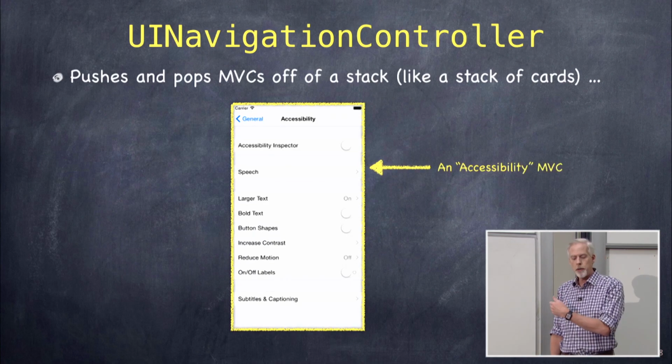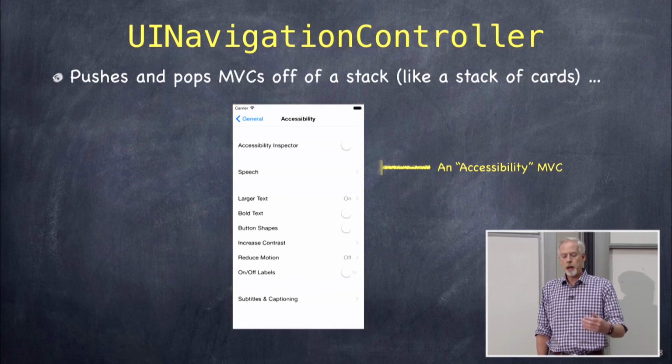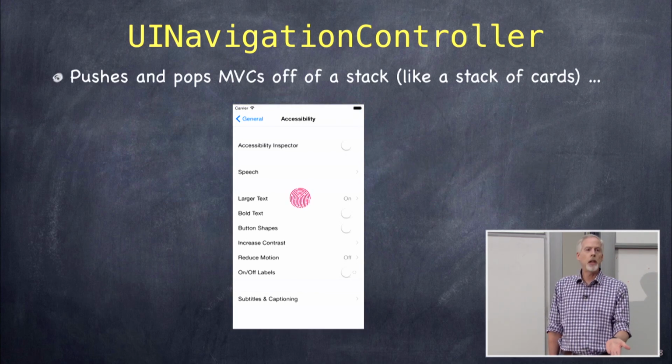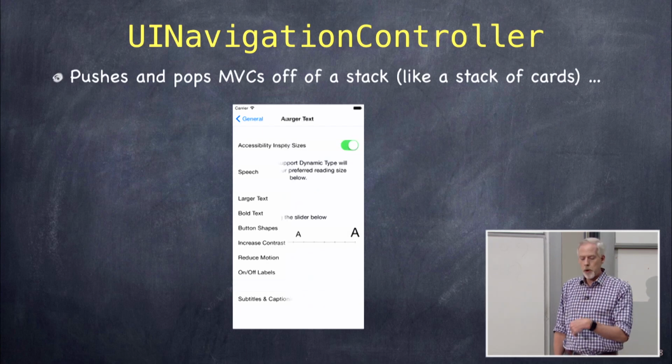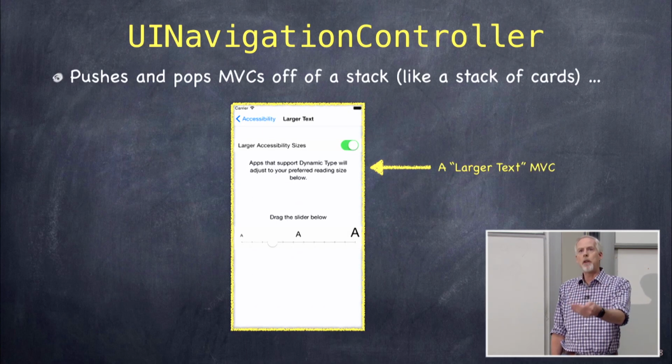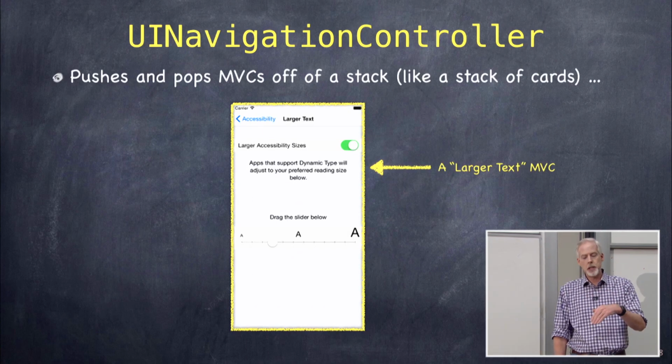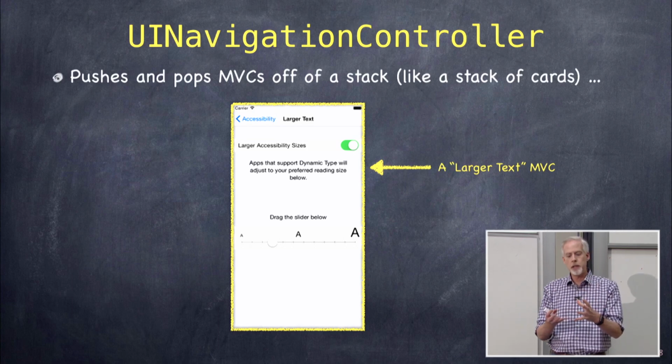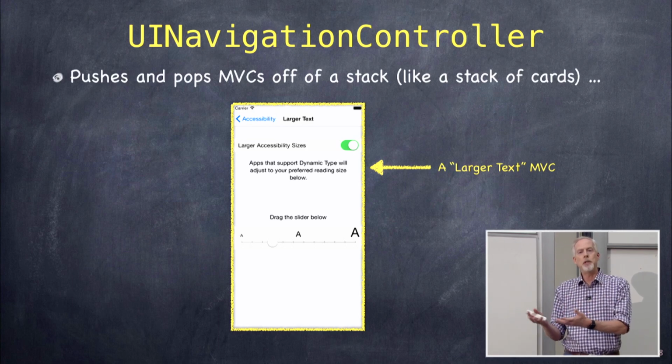But let's imagine I click on something in this one, like this Accessibility thing. It puts a new card on there. That's the Accessibility card. Maybe I click on something inside the Accessibility card, like Larger Text, and it puts another one on. Now we have 4 MVCs on the stack. So there's a total of 5 MVCs here: the navigation controller itself, which is an MVC, and these 4 MVCs, which are part of its view.